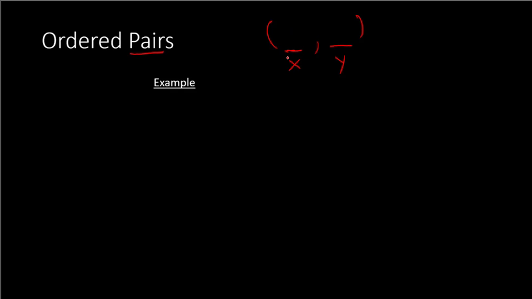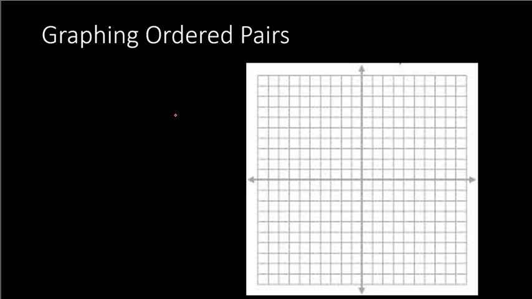Now we can put any numbers in here. So let's say we use the numbers 3 and 1. As we said, 3 would be your x value or x coordinate, and then 1 would be your y value or y coordinate. So how do we use all of this? How do we use the x and y coordinates? How do we use ordered pairs on the coordinate plane? Well, here are some examples.